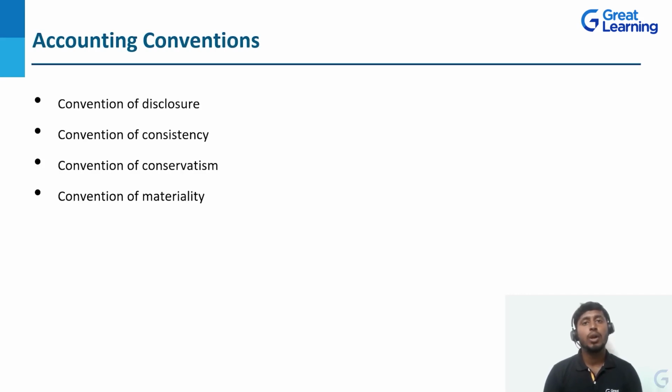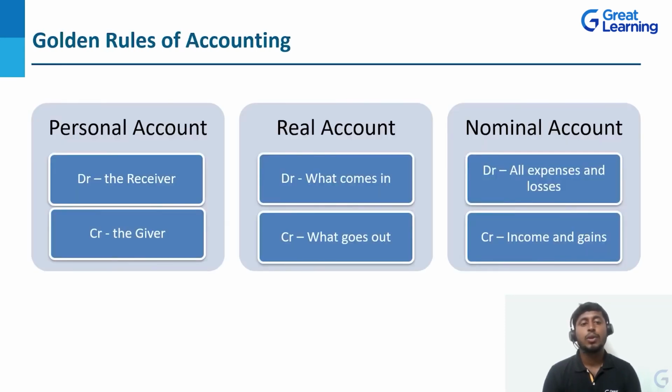And we have 4 accounting conventions, that is convention of disclosure, convention of consistency, convention of conservatism, and the convention of materiality. Golden rules of accounting, that is personal account, real account, nominal account. As per the personal account rule, debit is the receiver, credit is the giver. As per the real account, debit what comes in, credit what goes out. And as per the nominal account, debit all expenses and losses, credit all income and gain.